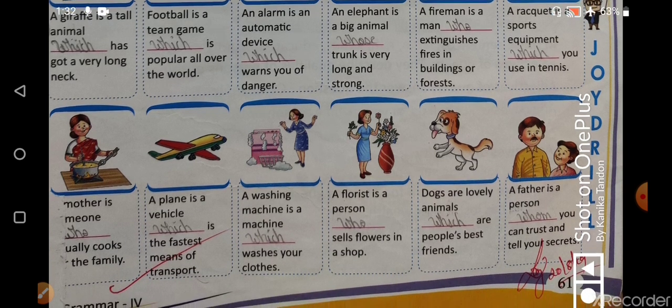Mother is someone who usually cooks for the family. A plane is a vehicle which is the fastest means of transport. A washing machine is a machine which washes your clothes. A florist is a person who sells flowers in a shop. Dogs are lovely animals which are people's best friend. A father is a person whom you can trust and tell your secrets.